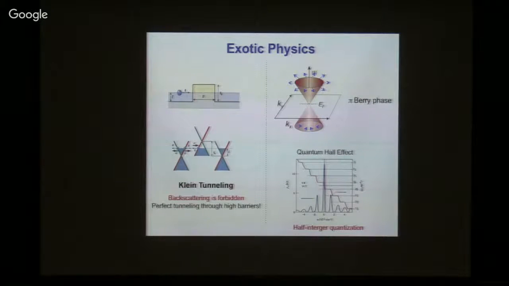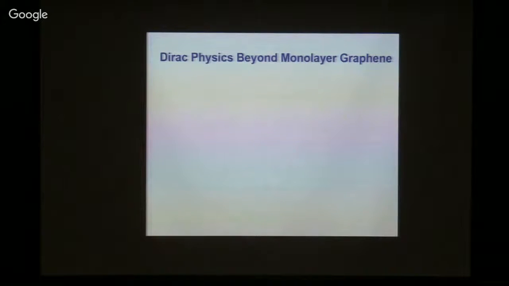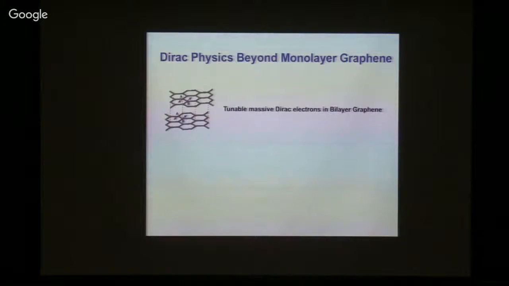So this exotic behavior associated with massless Dirac electron has been studied quite extensively in the last decade. Today, I would like to add a little bit of a twist to this Dirac electron physics that goes beyond what happens in monolayer graphene. The first example is to generate a finite mass and study massive Dirac electron physics in the context of bilayer graphene. The other one is to study how the Dirac electron behavior changes when you go to one dimension, say when it's confined in a carbon nanotube.